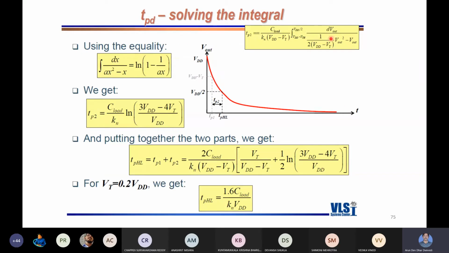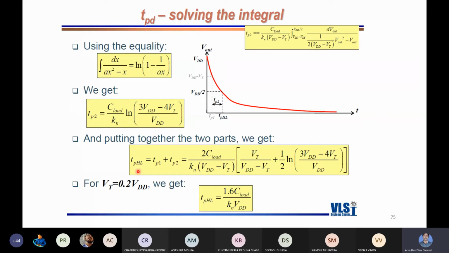So TP2 is calculated this way. I'm not doing all the algebra, but if you calculate everything, arrange and use this equality equation, TP2 will be C load divided by Kn times ln of 3 VDD minus 4 VT by VDD. This is the result which is coming. So by putting together TP1 and TP2, we can find out the delay when the output is switching from high to low.